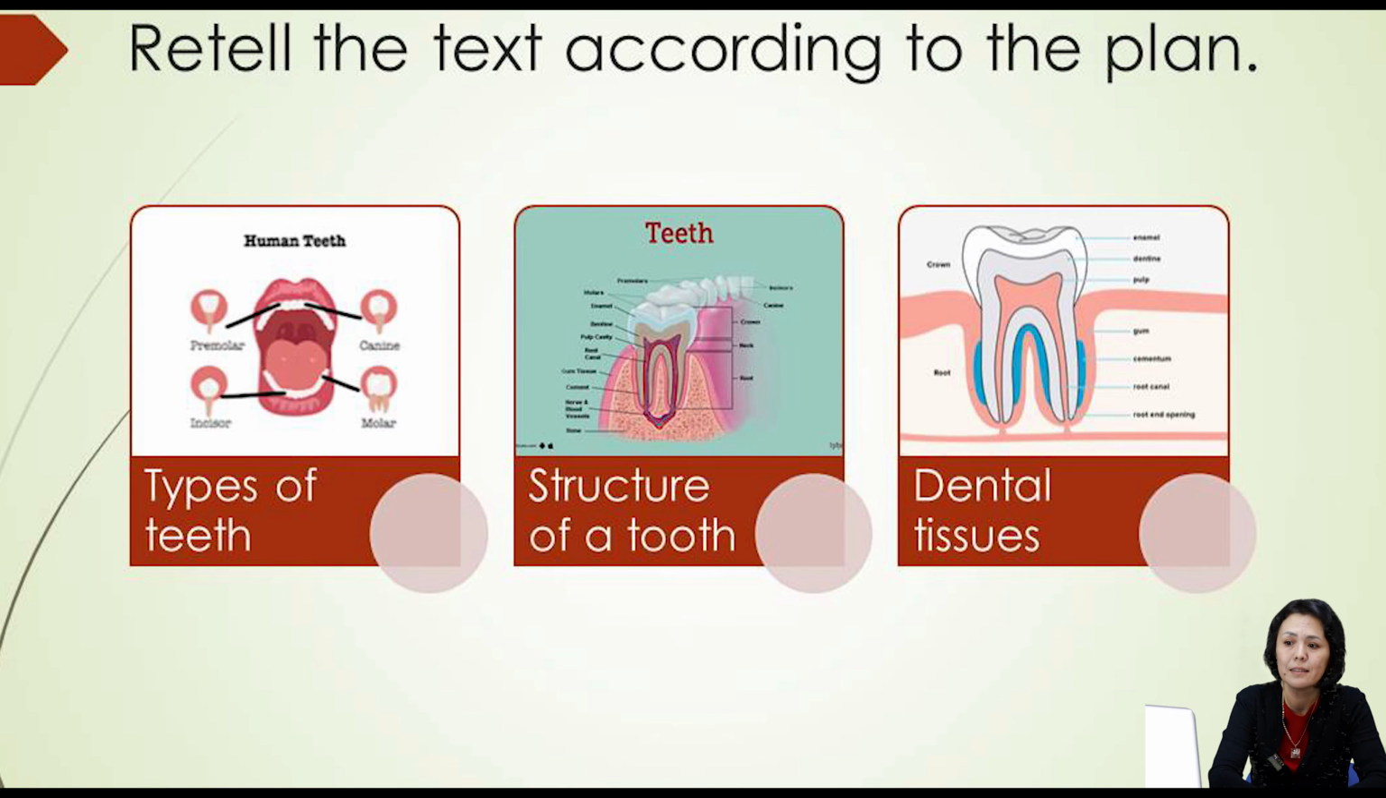And the last task, retell the text according to the plan. You should say about types of teeth, structure of a tooth, and dental tissues.